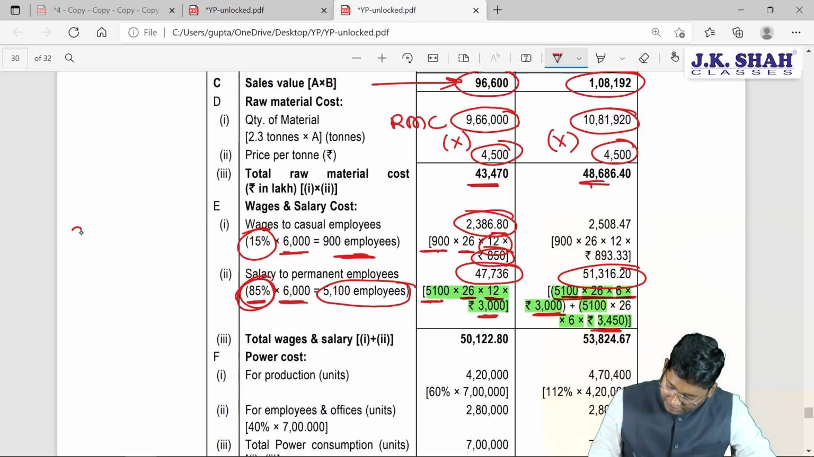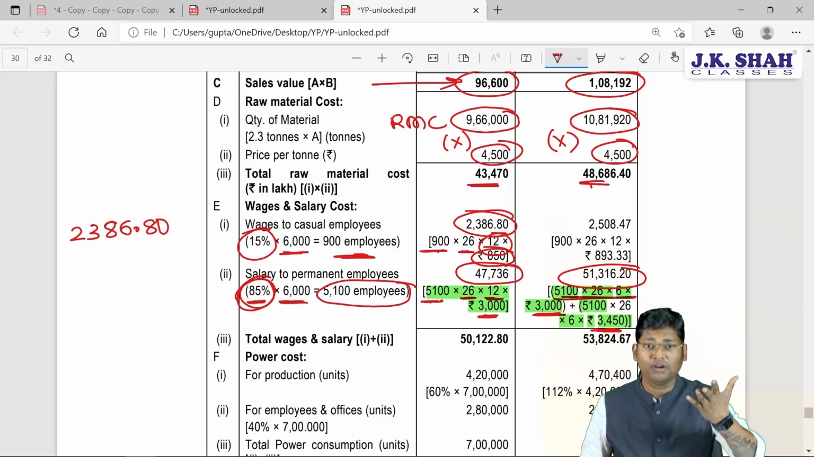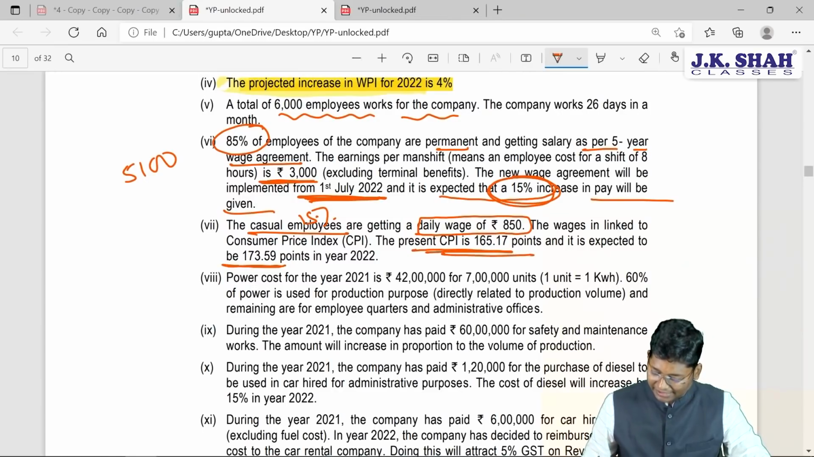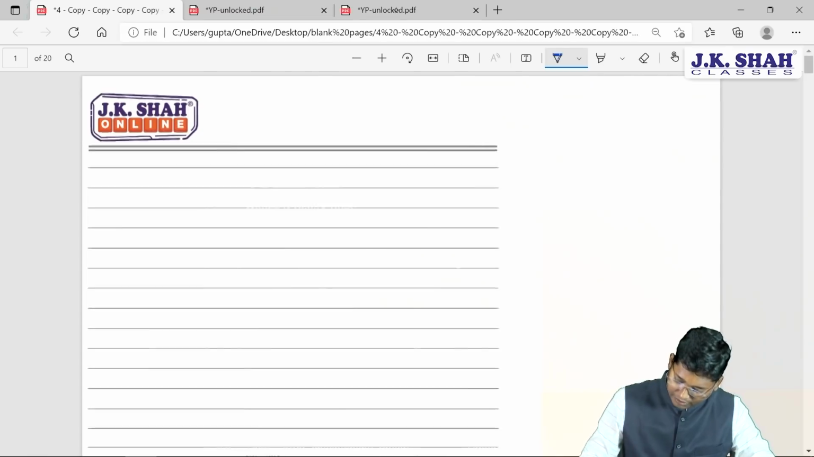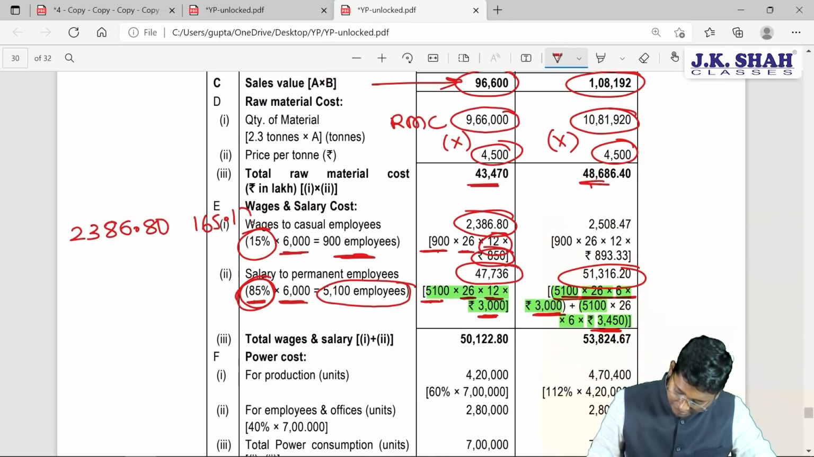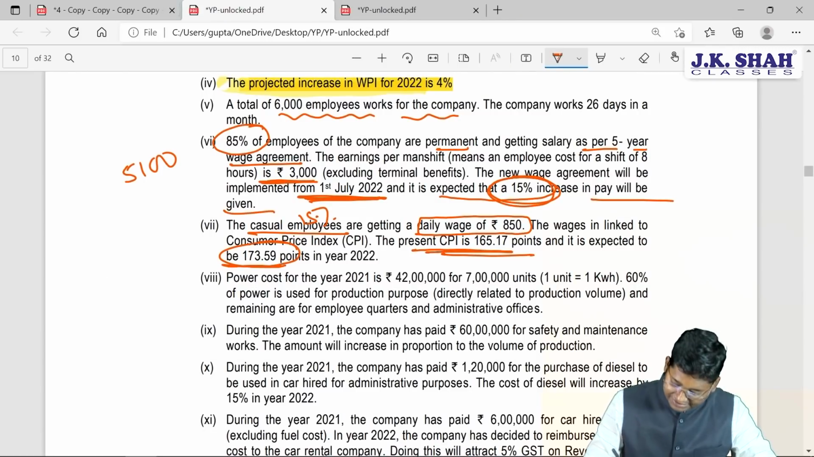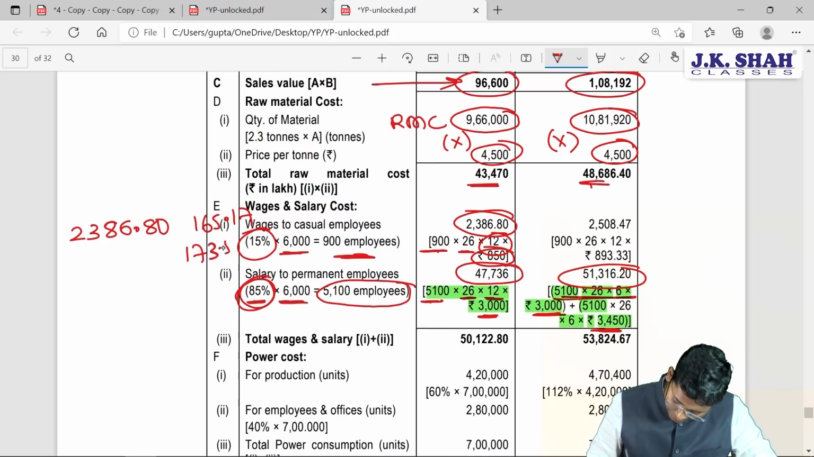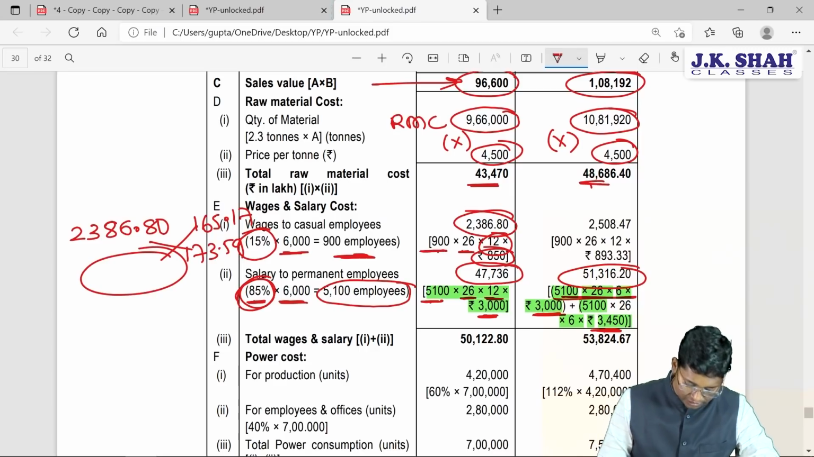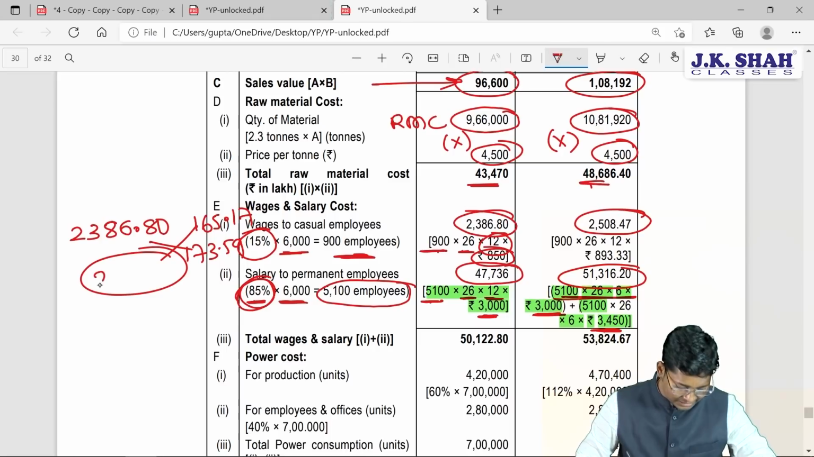Now try and understand this. The 2386.80 amount which you have given to your workers is computed according to the present index of 165.17. I just need to compute the wages for the index which has changed to 173.59. For 173.59, how much wages do I need to incur? So 2386.80 into 173.59 divided by 165.17 will give you the amount on your calculator. It is 2508.47. You can cross verify.